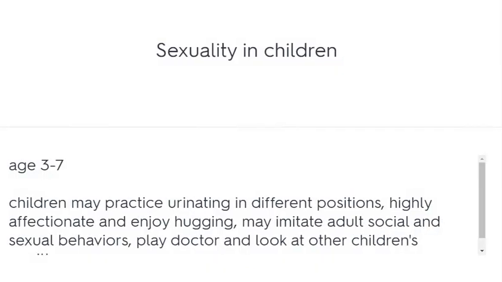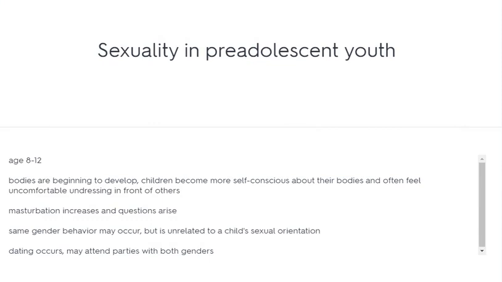Sexuality in children. Age 3 to 7, children may practice urinating in different positions, are highly affectionate and enjoy hugging, may imitate adult social and sexual behaviors, play doctor and look at other children's genitals. Sexuality in pre-adolescent youth.